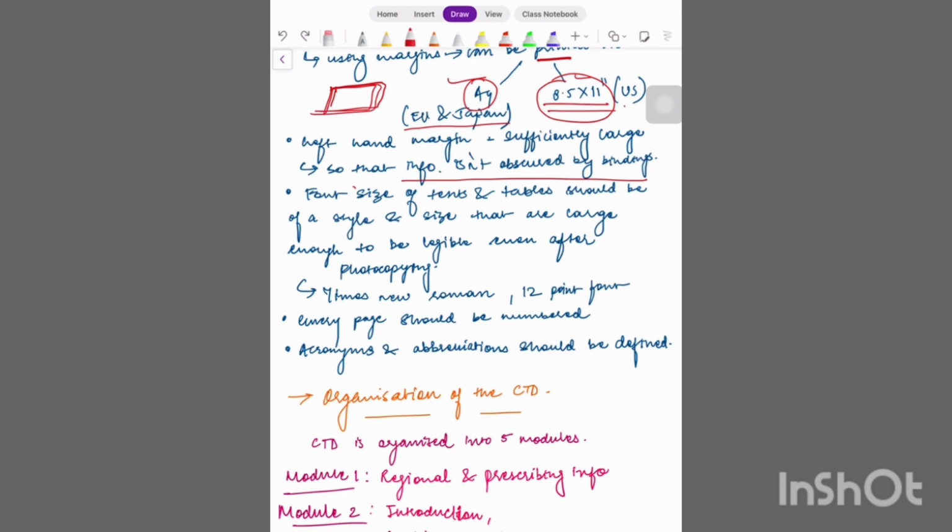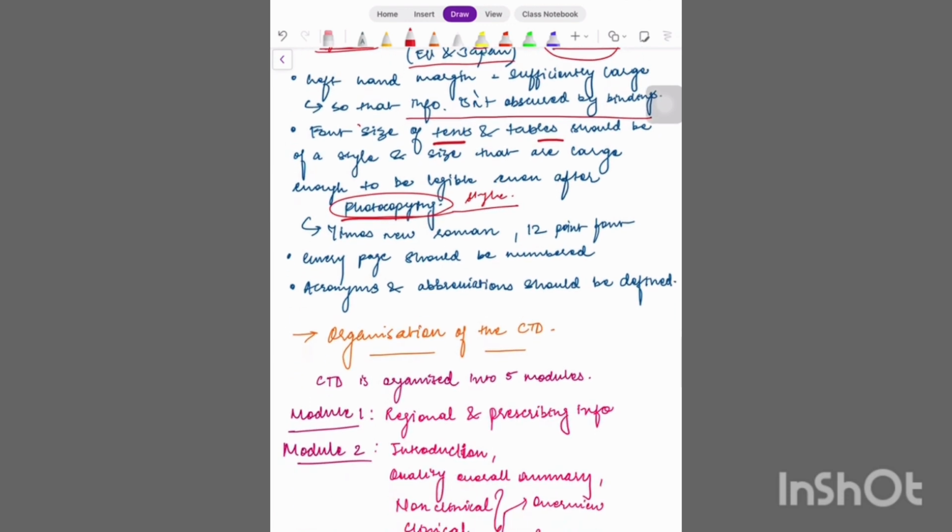Now font size of text and table should be of a style and size that are large enough to be legible even after photocopying. Sometimes when you photocopy, the style of the text or due to the size of the text, it is not visible or legible.